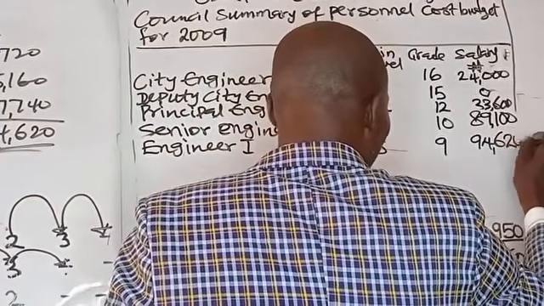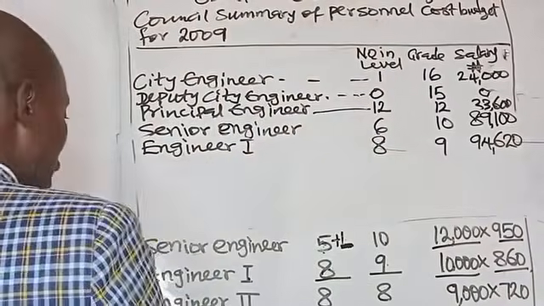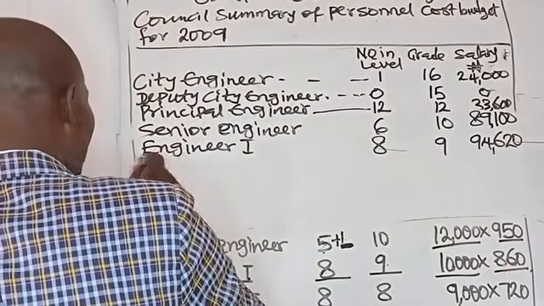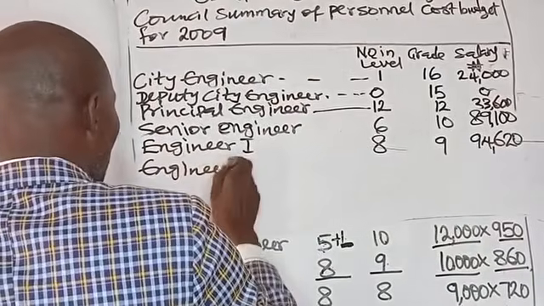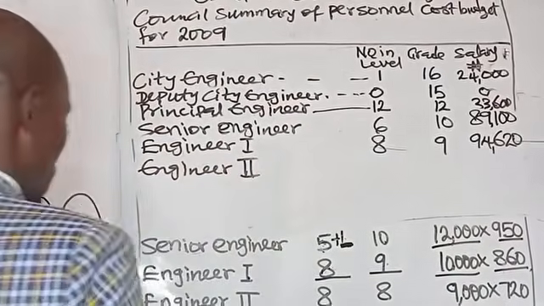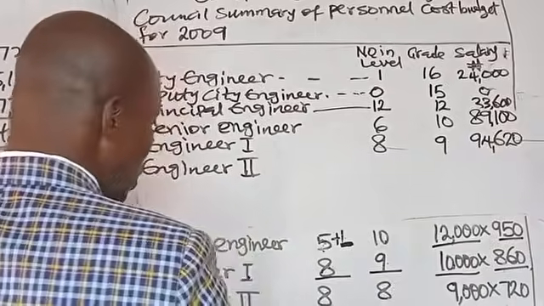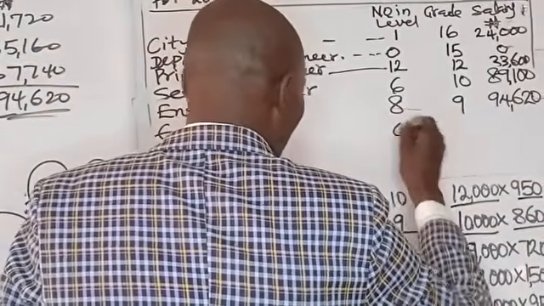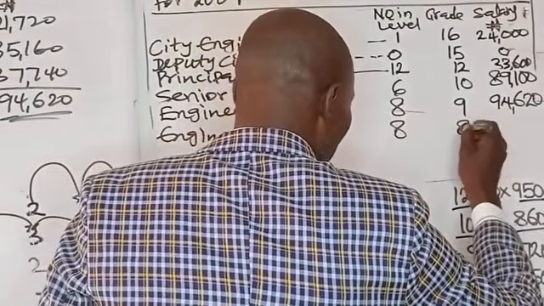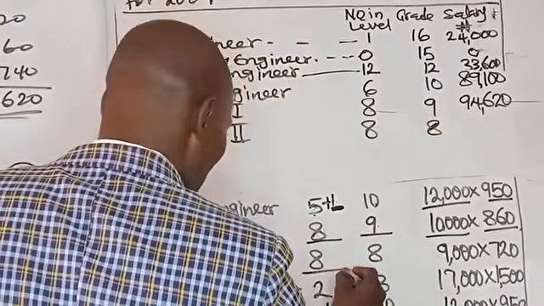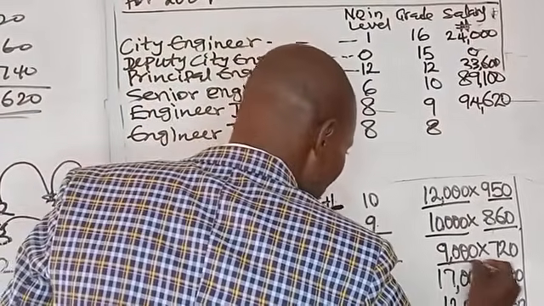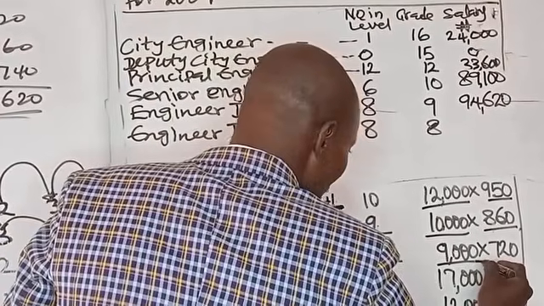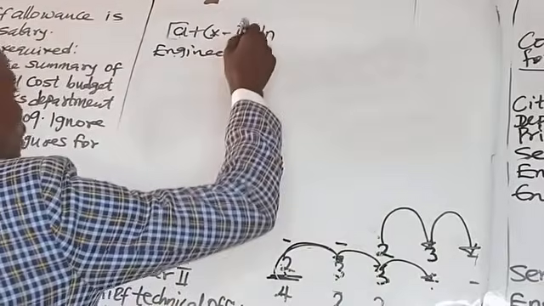94,620. After Engineer 1, we have Engineer 2. We have 8 employees, grade level 8. Their salary is basic pay 9,000. Increment is 720. We have Engineer 2.